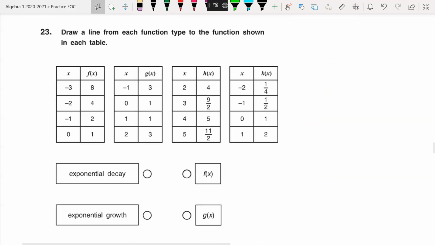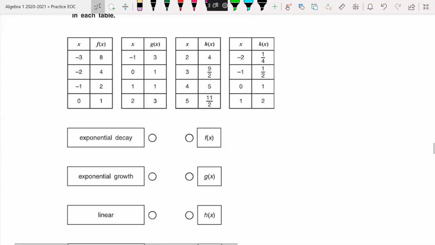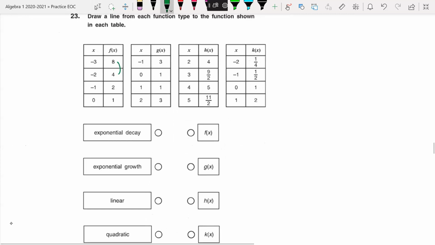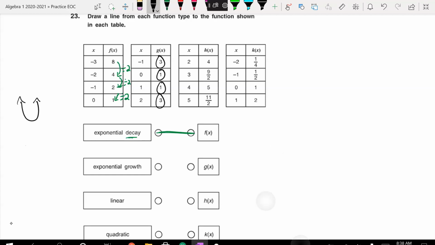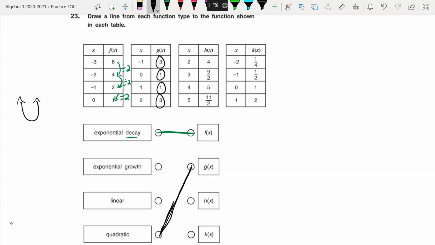Number 23 says draw a line from each function type to the function shown in each table. If you notice this, we're dividing by 2 every single time, which means it's got to be exponential. And if I'm dividing, that means it's going to be decay. So the first one should have been exponential decay. The next one, notice my y values, they repeat, which means it's going to be a parabola. So the second one is a quadratic function. We know parabolas are related to quadratics.